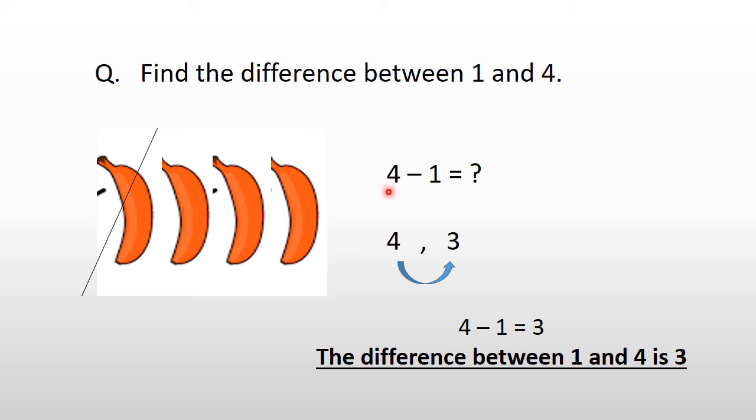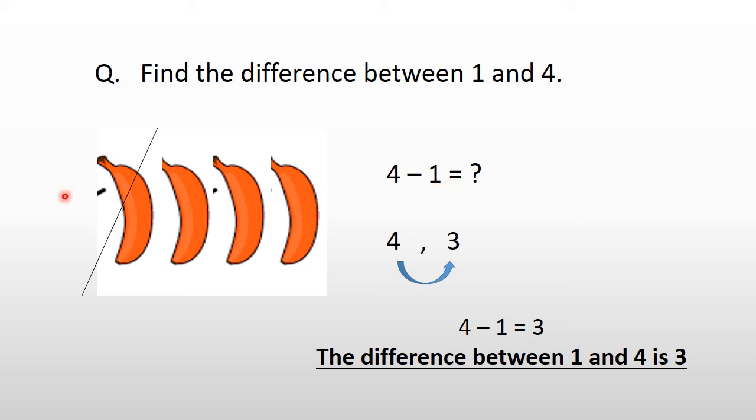That is, you will write the bigger number first and the smaller number afterwards. Okay, always write the bigger number first and then write the smaller number. Never write the smaller number first. Never. Always write the bigger number. Okay. Now what is 4 minus 1?